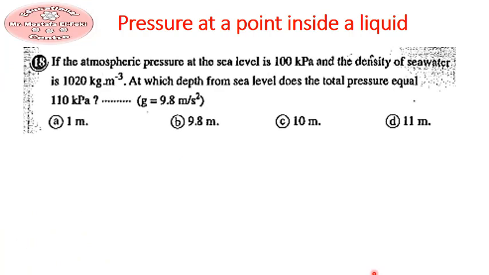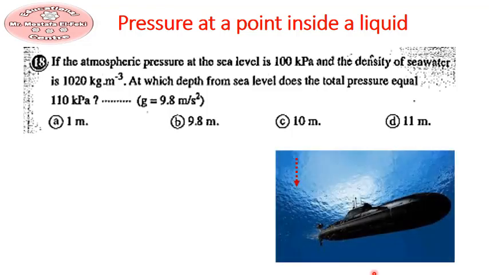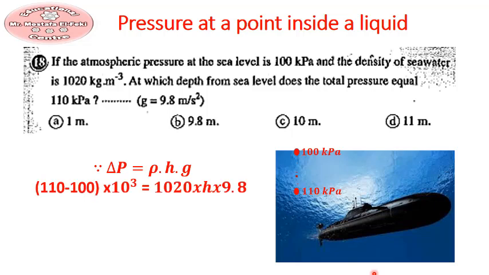If the atmospheric pressure at the sea level is 100 kilopascal and the density of seawater is 1020 kilogram per cubic meter, at which depth from the sea level does the total pressure equal 110 kilopascal? The pressure at one point is 100 kilopascal and at the other point is 110 kilopascal. So the pressure difference delta P equal rho h g. Then the pressure difference 110 minus 100 times 10 power of 3 to convert it from kilopascal to pascal equal the density times the height times 9.8. So the height is 1 meter.